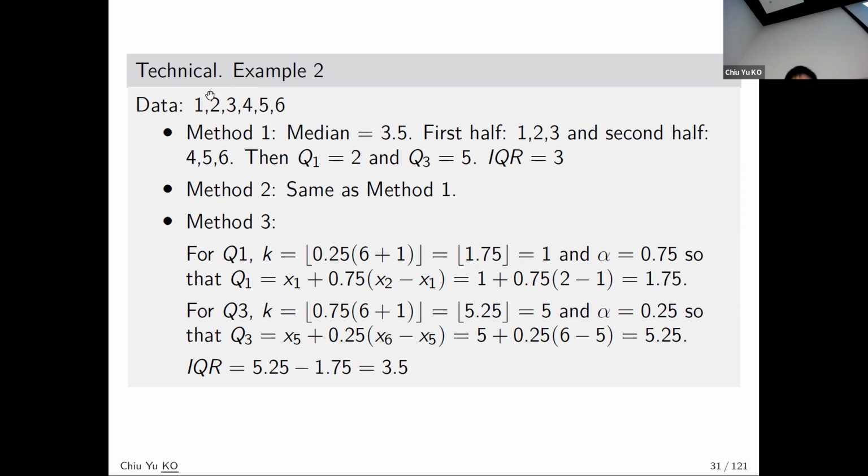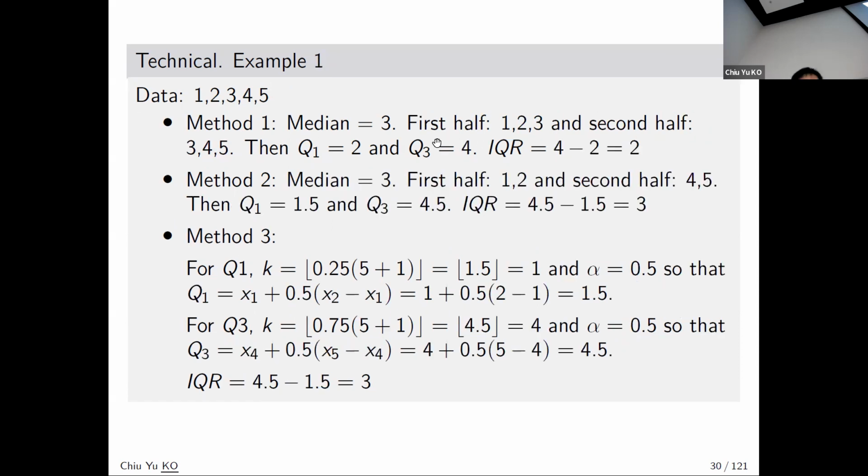So that's why you just look at, the median is 1, 2, 3, right? That gives you 2, and 4, 5, 6 gives you 5. The IQR is the difference, which is 3. But in that case, method 2 will be the same as method 1, right? Because whether you include that is not an issue. So that means that when you have an even number of observations, method 1 and method 2 give the same thing, right? But if odd number, they're different.